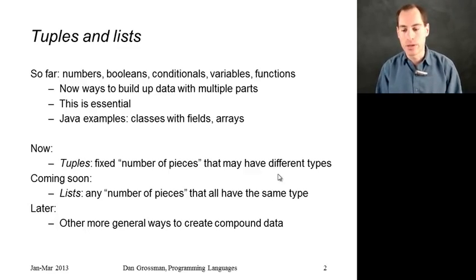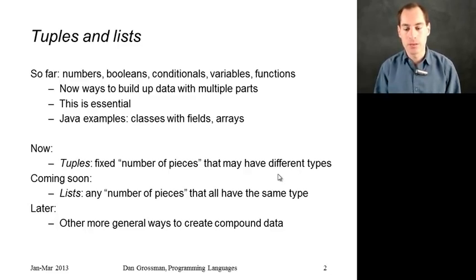If you've programmed in a language like Java, you've probably programmed with arrays that contain multiple pieces, or you've programmed with classes that had multiple fields, that sort of thing. In ML, we're going to take a very fundamental approach to it. We're going to start with tuples, which are a very direct way to have a fixed number of different data items, each of which can have different types.